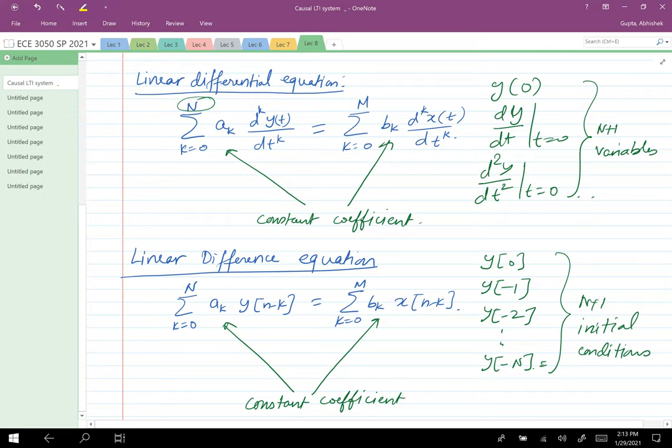Any questions so far? Why are we going from y of zero down to negative N in the linear difference equation? Because k goes from zero to capital N. So you need to specify y of zero and y of minus one. Let's substitute n equals zero. I want to know what happens at n equals zero. For k equals zero, I need to know y of zero. For k equals one, I need to know y of minus one, and so on. We need the specification all the way up to y of minus N, capital N, which you see here.